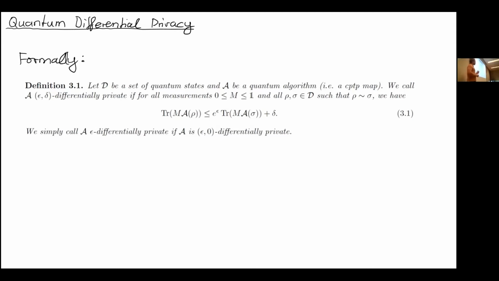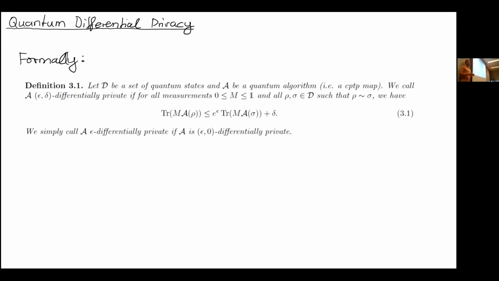Let me briefly go through the formal definition of quantum differential privacy as it's usually stated in the literature. You have a set of quantum states, and you want that for all measurements and all neighboring input states, the probability of concluding that one state was present rather than the other doesn't differ too much. Like the probability of detecting rho should not be too different from detecting sigma.